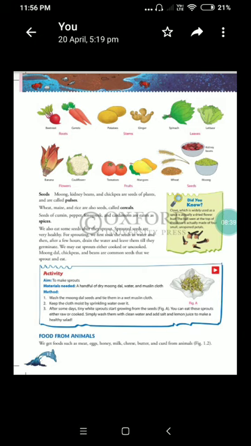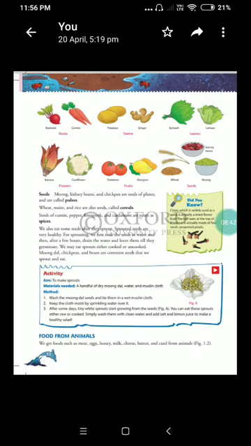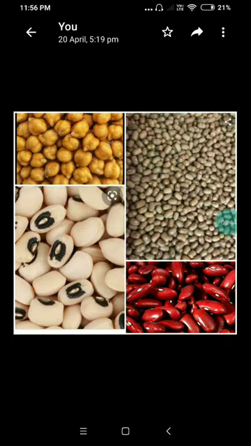So next one, that is last one, seeds. There are many types of seeds which is available at your home, children, right? Chickpea, cowpea, mung beans, red kidney beans are seeds of plant and called as pulses, right? Pulses are rich in proteins, nutrients and vitamins.